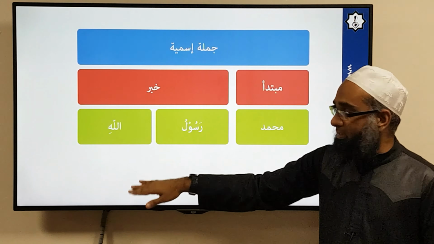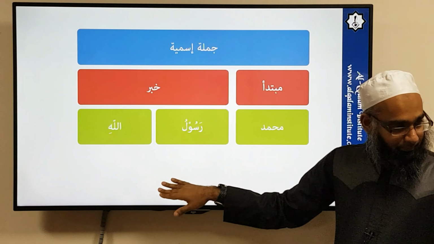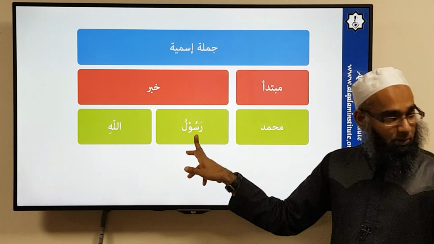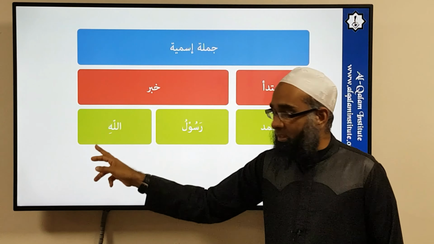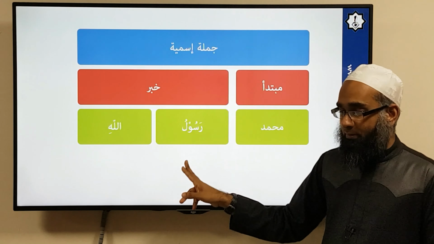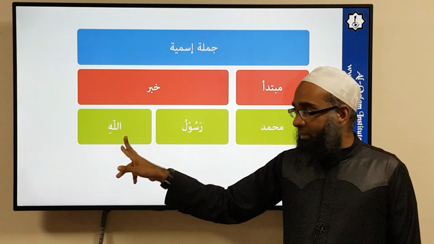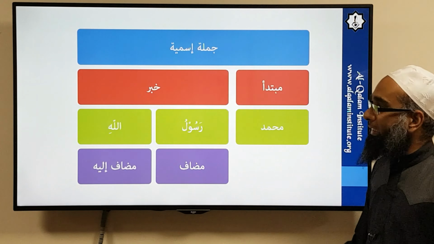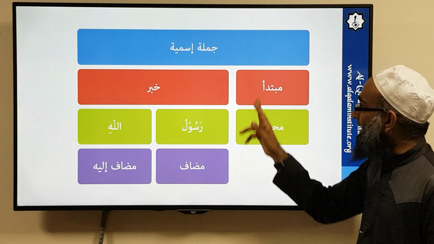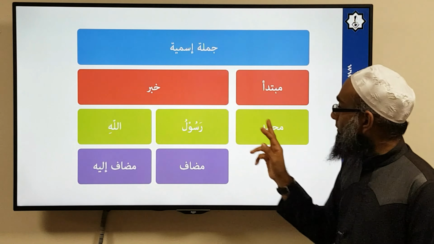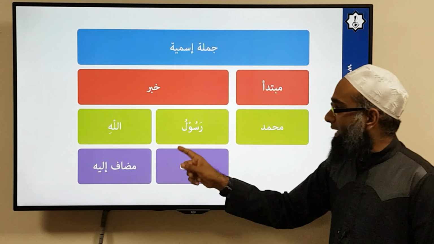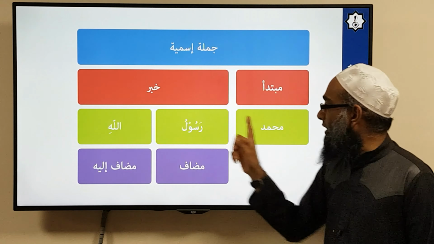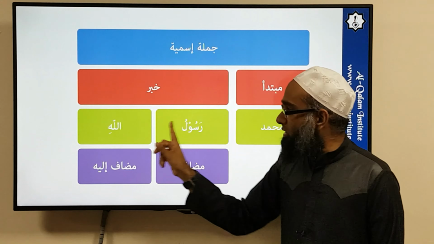So let's analyze the phrase. Is it mawsuf sifa? Is Allah describing Rasul? No. Is this pointing towards Allah? No. So what does it have to be now? Mudaf ilayh. So it can't be mawsuf sifa. It's not ismul ishara. So it has to be mudaf, mudaf ilayh. Translation will be mubtada is khabar. So Muhammad is Rasulullah. And then mudaf of the mudaf ilayh. So Muhammad is the Rasul, messenger of Allah.